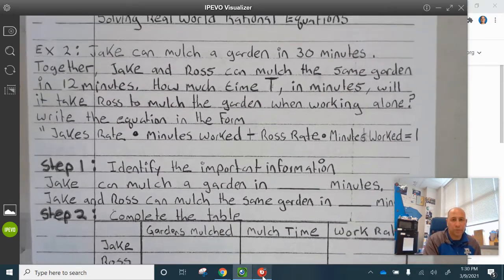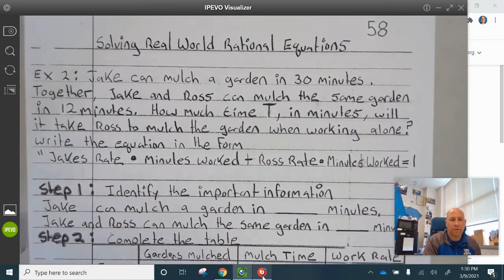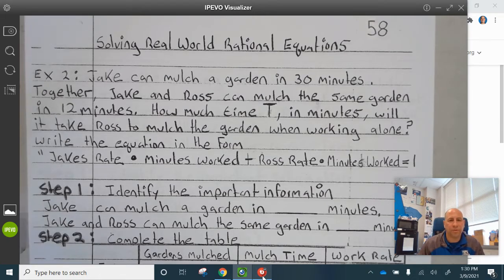All right, example 2. Jake can mulch a garden in 30 minutes. Together, Jake and Ross can mulch the same garden in 12 minutes. How much time t in minutes will it take Ross to mulch the garden when working alone? Write the equation in the form Jake's rate times minutes worked plus Ross's rate times minutes worked equals 1.